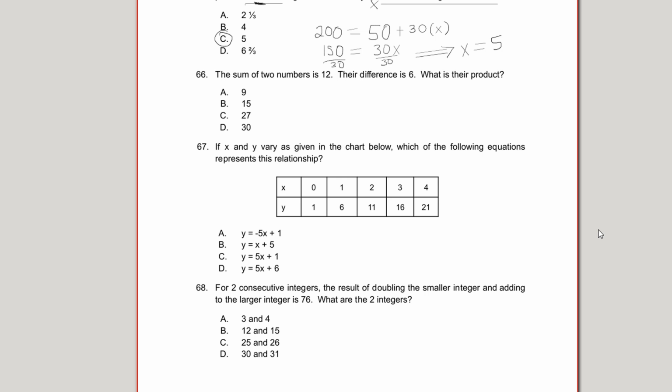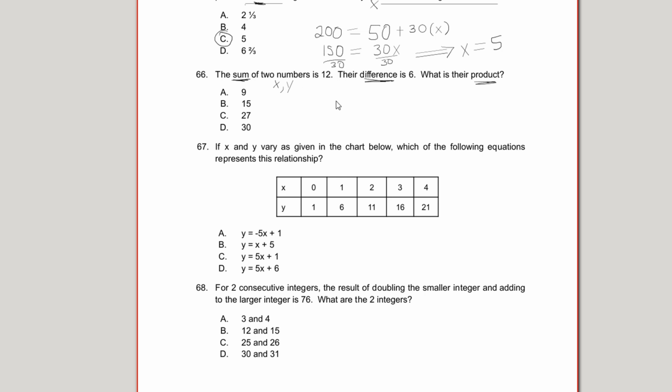Question 66 says the sum of 2 numbers is 12. Their difference is 6. What is their product? So here's an example. We need to know what all these words mean with respect to math. When we talk about sum, we're adding up. Difference, we're subtracting. Product, we're multiplying. So we've got 2 numbers, and we can name those X, Y, A, B. You do whatever you want. I think I'm going to use X and Y.